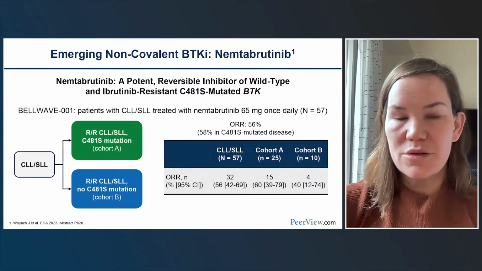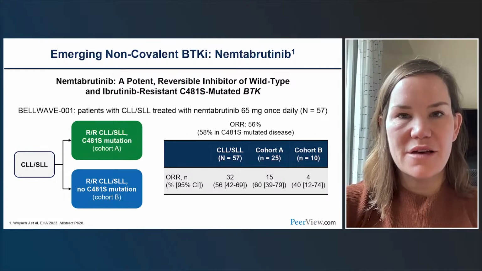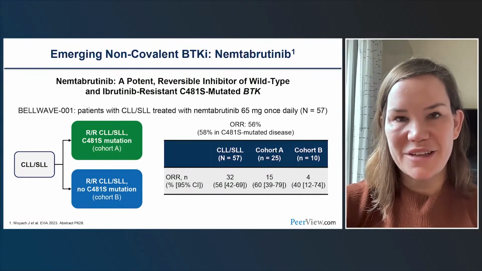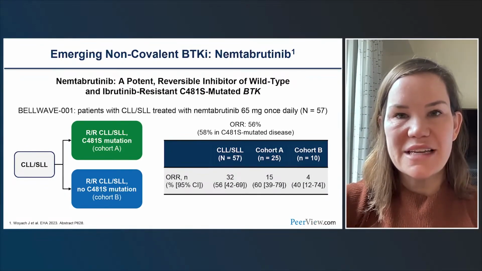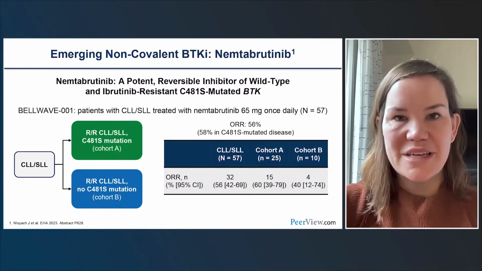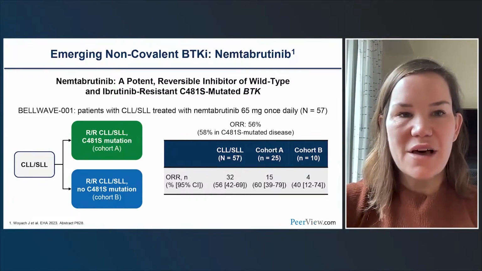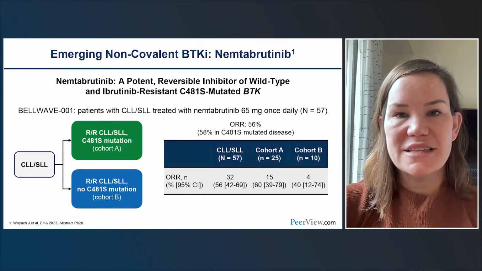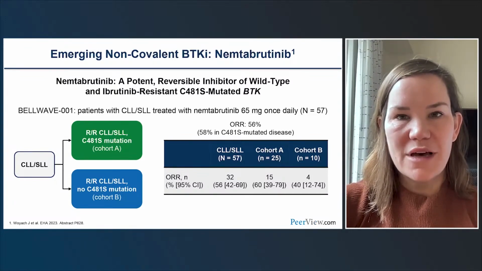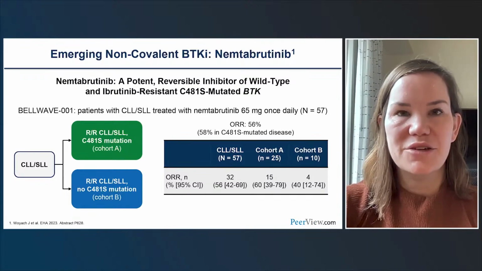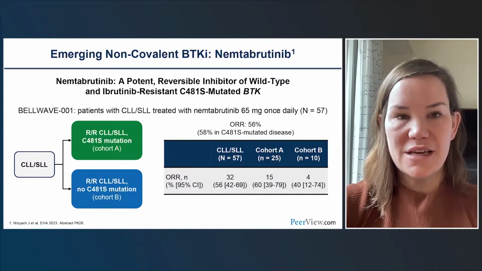So Perto is not the only non-covalent BTK inhibitor. The BTK inhibitor in the non-covalent class that has been studied in a good number of patients is nemtabrutinib. And so this is another potent reversible inhibitor of both wild-type and ibrutinib-resistant C481 mutated BTK. I think it is a bit different than pirtobrutinib as far as its selectivity, which we'll see later in the presentation. But I'd like to highlight the clinical data from the Bellwave study, which enrolled patients with B-cell malignancies, but I'll highlight the CLL, SLL treated patients here.